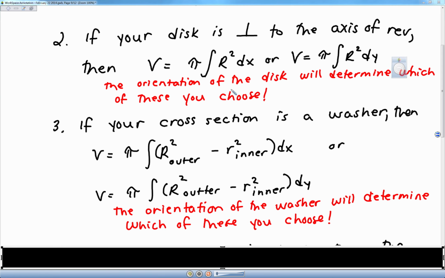If I have a vertical washer, I'm going to be dealing with this top relationship here. My thickness is a function of x. If I'm dealing with a horizontal washer, then I'm going to definitely utilize the second representation here, because my thickness will be a function of y.